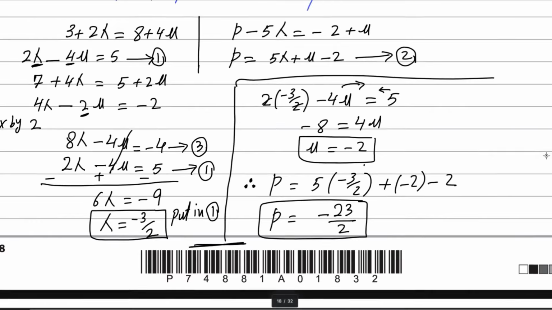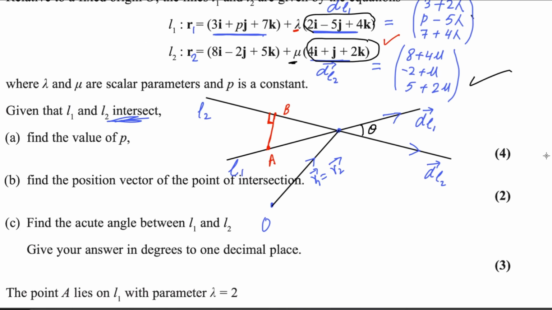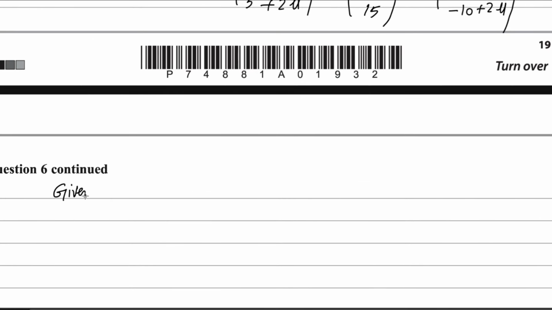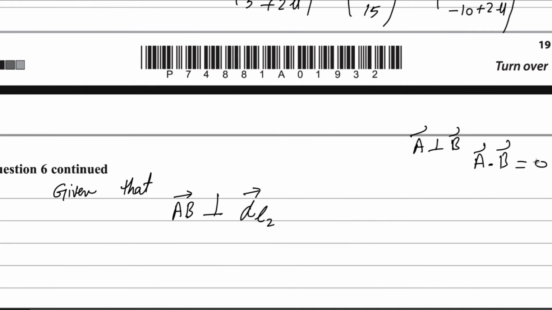And again, if you notice, AB is perpendicular to line L2. This is given: vector AB is perpendicular to the direction vector for line L2. For perpendicular vectors, if A is perpendicular to B, then their dot product is always 0. A dot B equals 0, according to the formula, AB cosine 90, and cosine 90 is 0. So this is the rule. We can take the dot product of AB and the direction vector for line L2, and this should be 0.